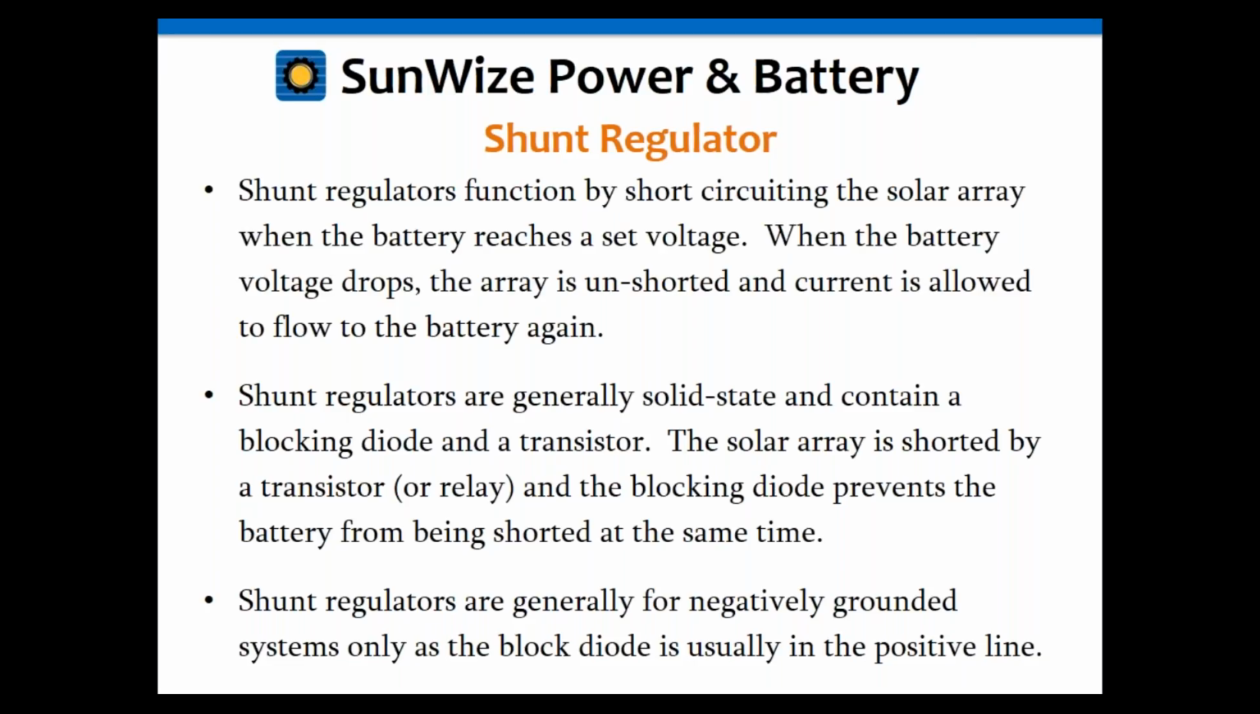Shunt regulators are generally used in negatively grounded systems, primarily because of the blocking diode and the circuitry involved, although you theoretically could design and build one for positive ground. I am not aware of any at this time.